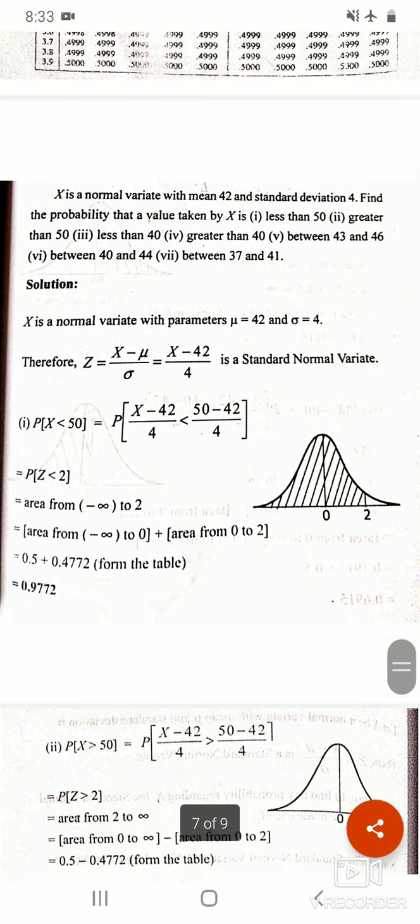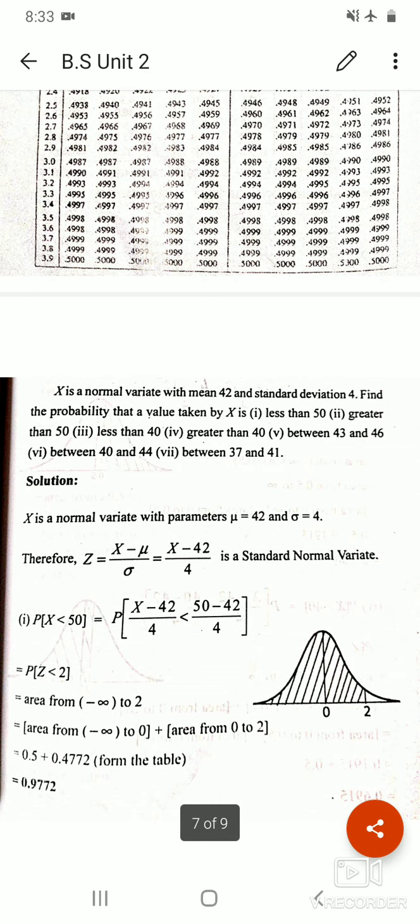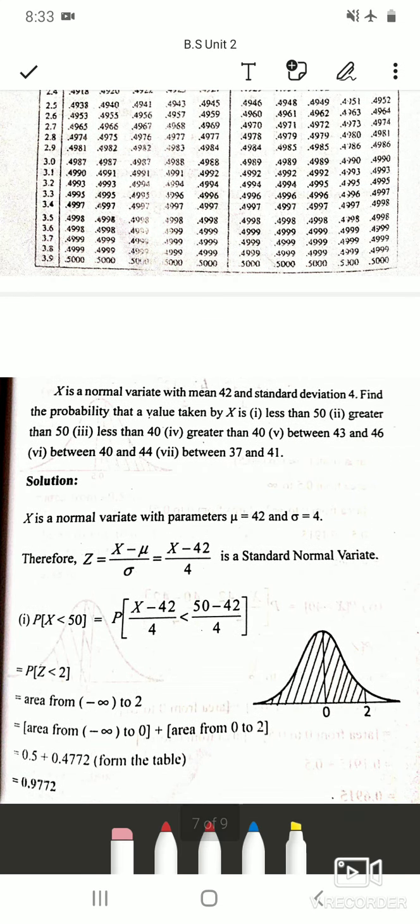The question was: x is a normal variate with mean 42 and standard deviation 4. Find the probability that a value taken by x is less than 50, greater than 50, less than 40, greater than 40, between 43 and 46, between 40 and 44, and between 37 and 41. We had solved the first 4 sub questions. Now today we will solve the remaining 3 sub questions.